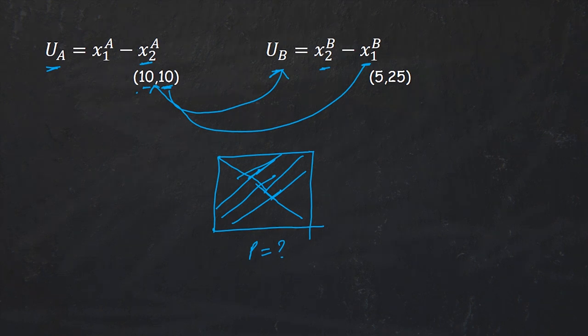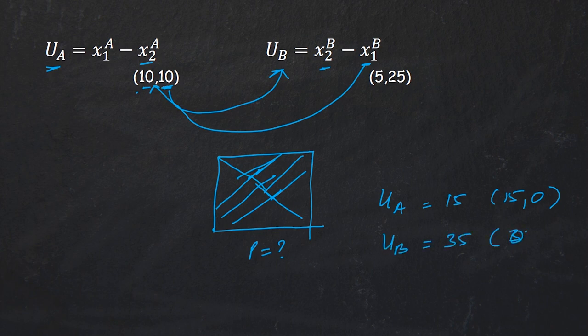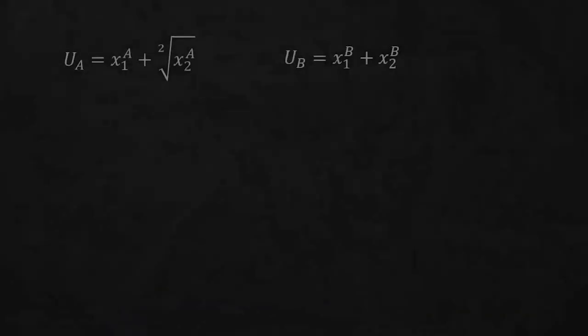What we can say is that equilibrium will be UA equal to 15 and his bundle is (15,0), and UB will be equal to 35 and his bundle will be (0,35). So all of good 1 will be with A, all of good 2 will be with B, and how the trade will happen, we cannot figure out the steps.